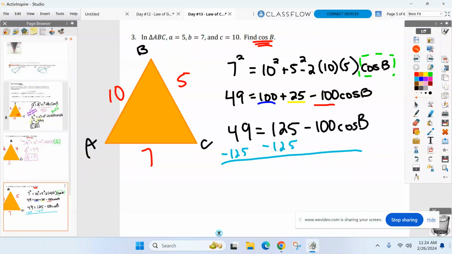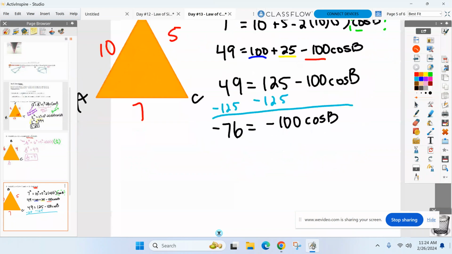What do I got there? I've been doing this 3 times already. Negative 76. Ooh, alert, alert, alert. Common mistake at this point. A lot of students make this common mistake. They drop the negative. It's not 100 cosine B. The negative is still there, we didn't do anything to it. Negative 100 cosine B. All right, algebra studs, finish it off.